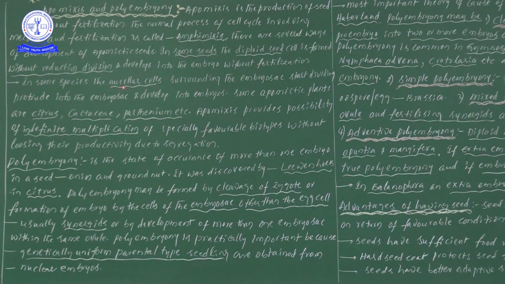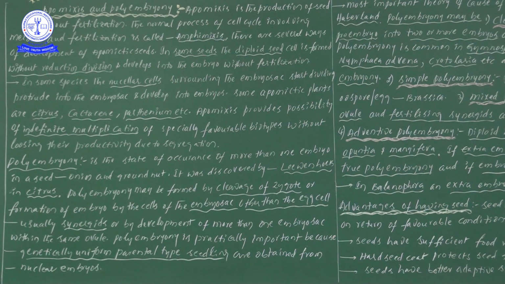Next, in some plants, there are new cells called nucellar cells surrounding the embryo sac. When these nucellar cells surrounding the embryo sac start dividing, they protrude into the embryo sac and develop into embryos. This point is there in our textbook. So these nucellar cells penetrate and protrude into the embryo sac, and later all these protruding structures are converted into embryos.